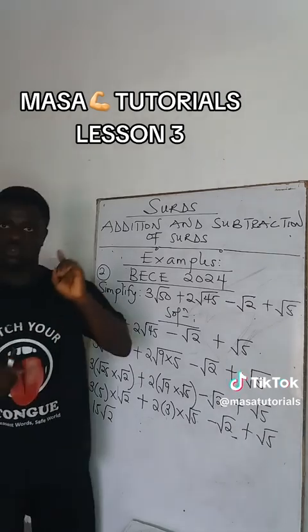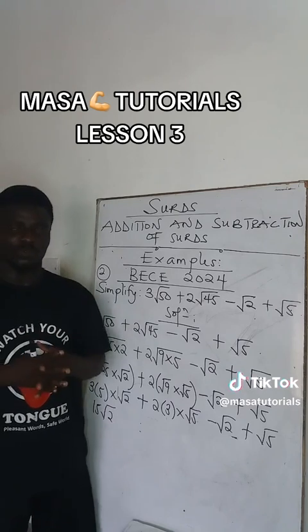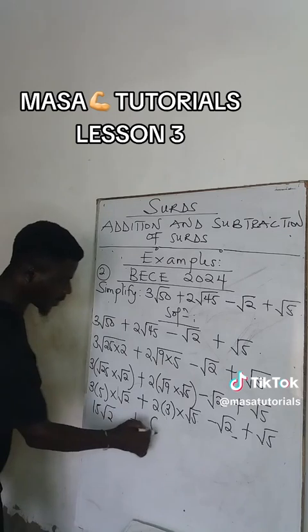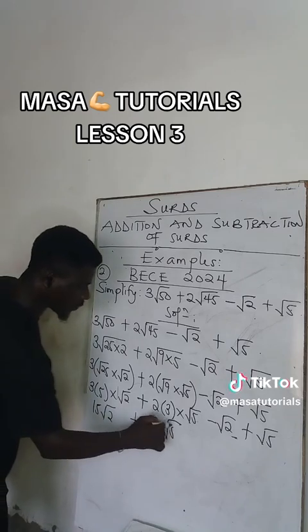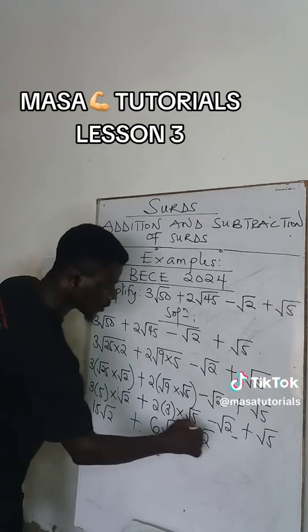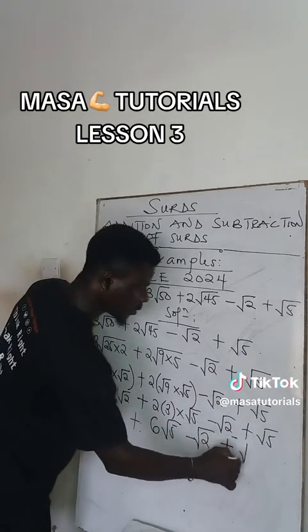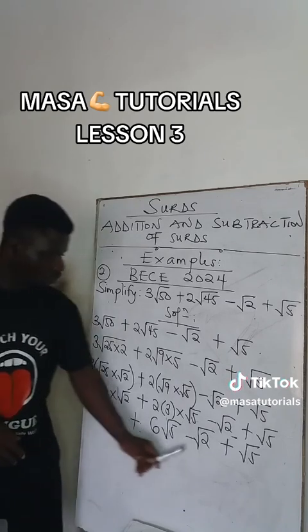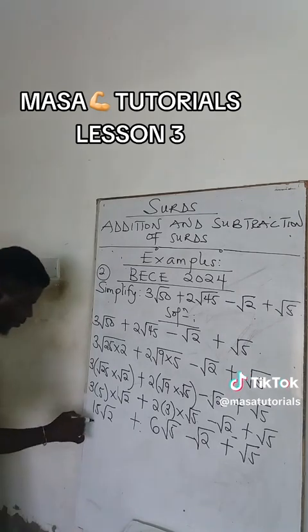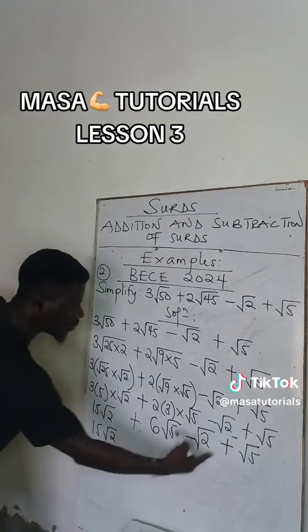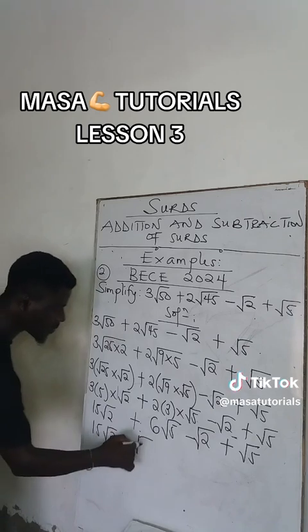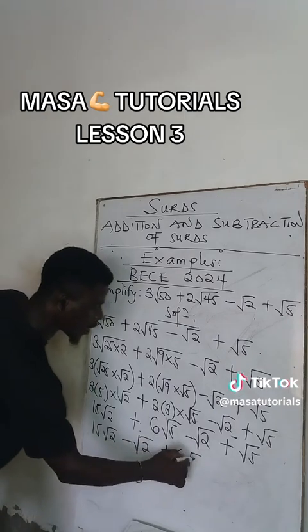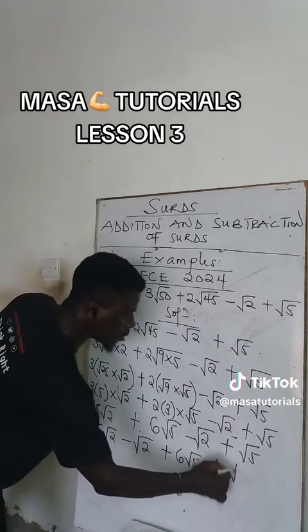If you don't understand, go to my second video on the properties of surds and you know how we had that. Then plus 2 times 3 we have 6. Then we drop our square root of 5. Then minus 2, that's minus square root of 2, then plus square root of 5. Now let's see the like terms. Square root of 2, square root of 2. They are like terms, so we group. We have 15 square root of 2. Then we take the sign in front, minus square root of 2. Then here plus 6 square root of 5. Then here plus square root of 5.